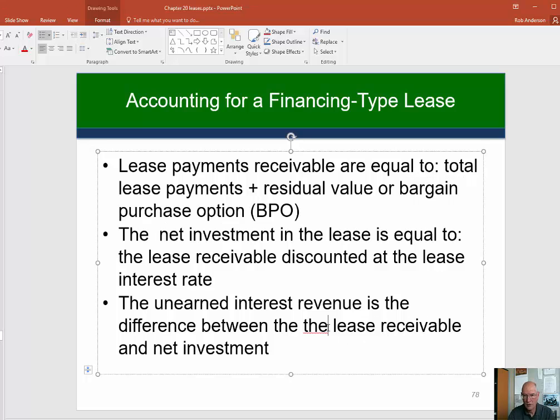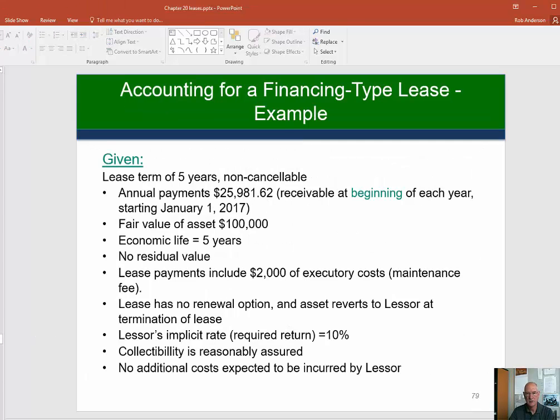So the difference here is that in this financing lease, they're not selling you inventory, they're going out and buying that asset simply to lease it back to you. So our first example is going to be a finance type lease, financing, I should say. Now this is the same lease that we did before, except now we're going to look at it from the perspective of the lessor.